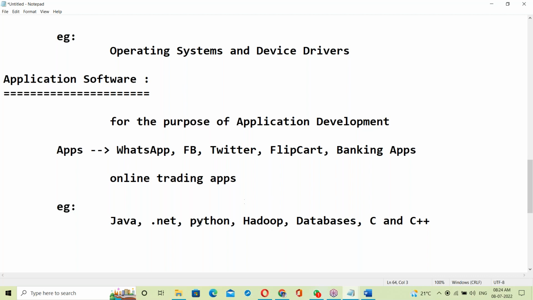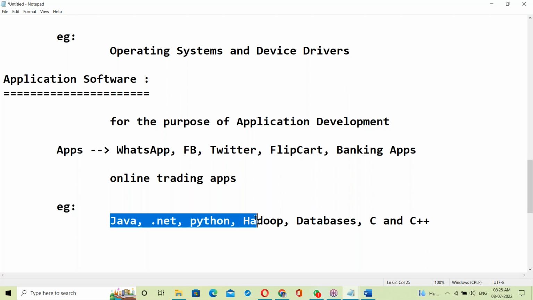In software, we are using many technologies, more than 100 technologies. So which is exactly application software?